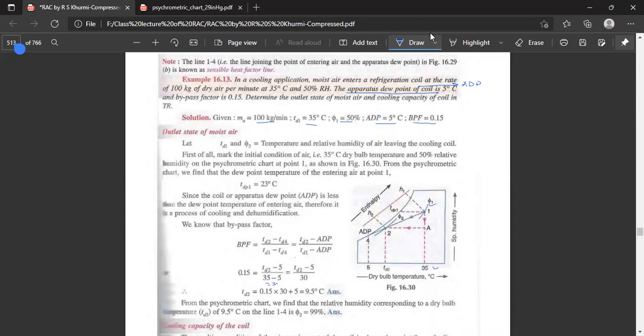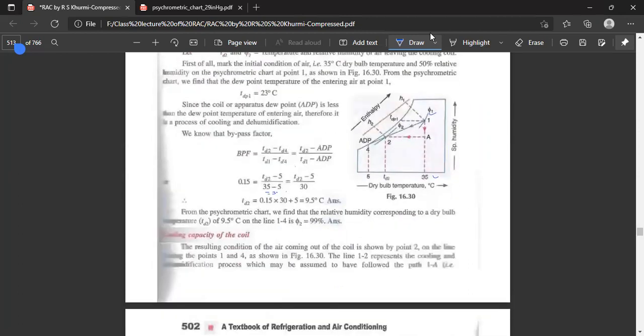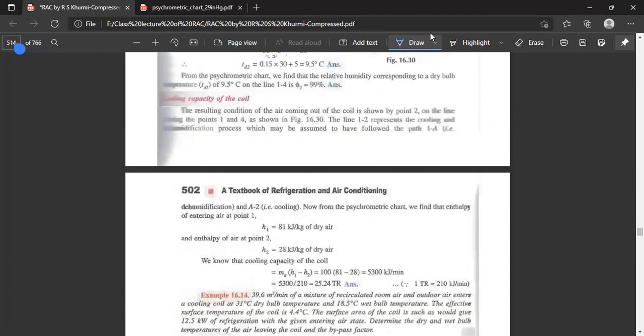Thus the dry bulb temperature at point 2, the point of leaving, is 0.15 into 30 plus 5, which is 9.5 degrees centigrade. From the psychrometric chart we find the relative humidity corresponding to this dry bulb temperature, on the line 1-4, phi 2 is 95%.